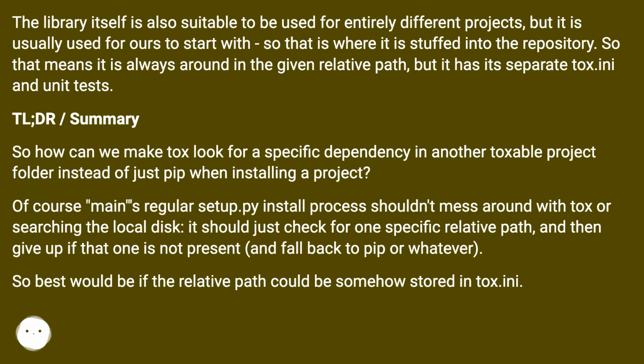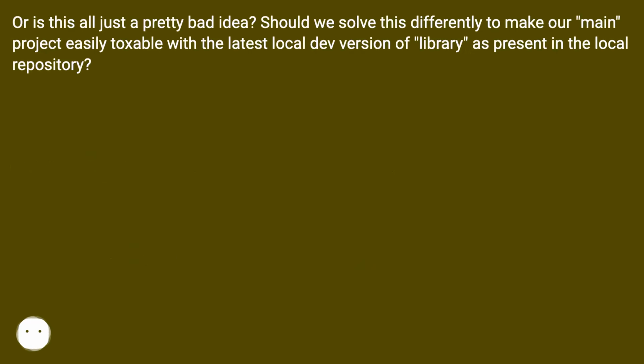TLDR/summary. So how can we make tox look for a specific dependency in another toxable project folder instead of just pub when installing a project? Of course, main's regular setup.py install process shouldn't mess around with tox or searching the local disk, it should just check for one specific relative path, and then give up if that one is not present, and fall back to pub or whatever. So best would be if the relative path could be somehow stored in tox.ini. Or is this all just a pretty bad idea? Should we solve this differently to make our main project easily toxable with the latest local dev version of library as present in the local repository?